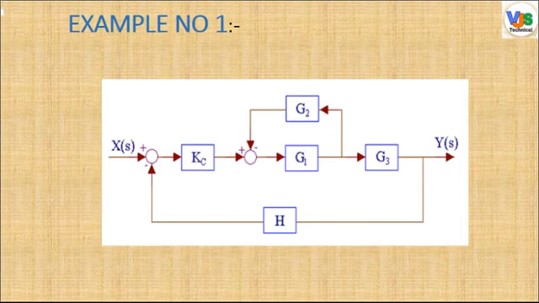Now these are some of the rules we must follow for the reduction of the block diagram. Here we can understand these different rules with the help of examples. So this is the first example provided over here. What is the first example?